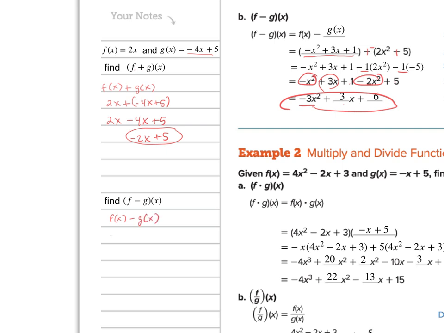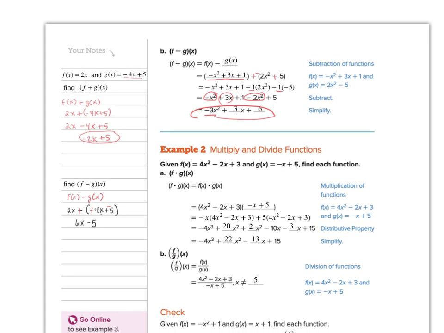So f of x is going to be 2x minus, and then my g of x is negative 4x plus 5. Distributing that negative sign, right? Everything's going to change signs. And then I have 2x plus 4x is 6x minus 5. So there's the end result. Two more examples for us when it comes to adding and subtracting in the functions.